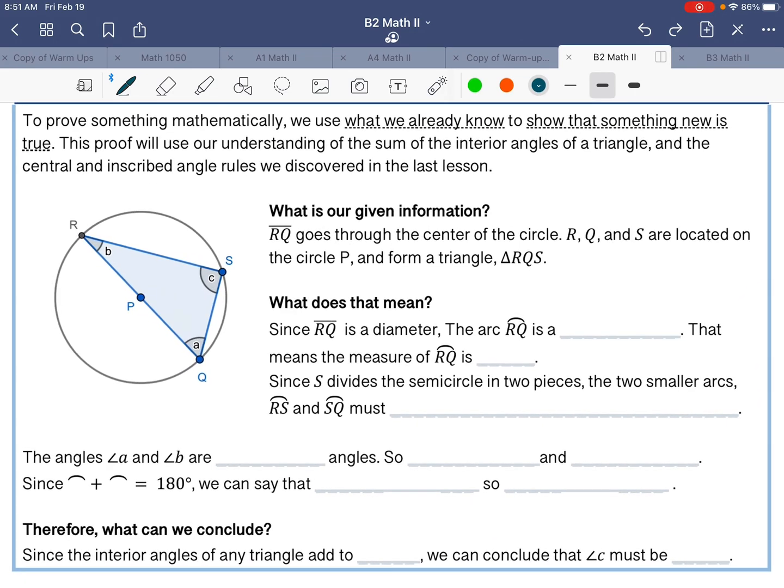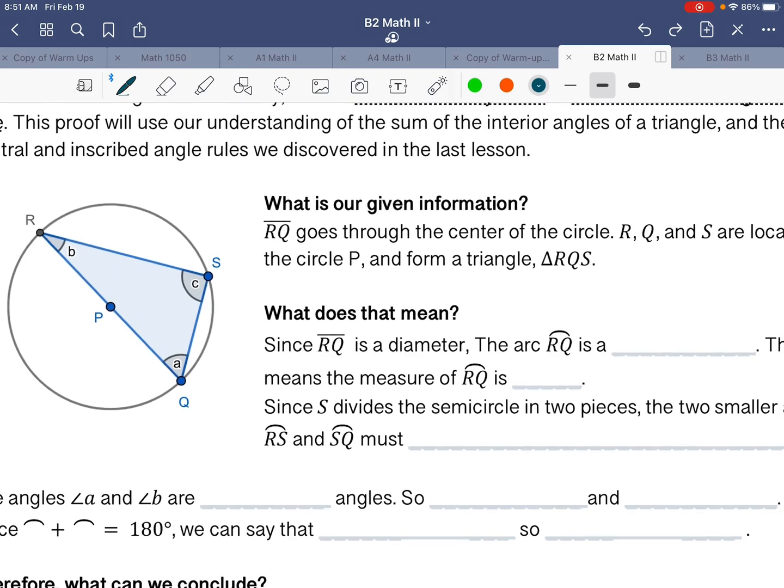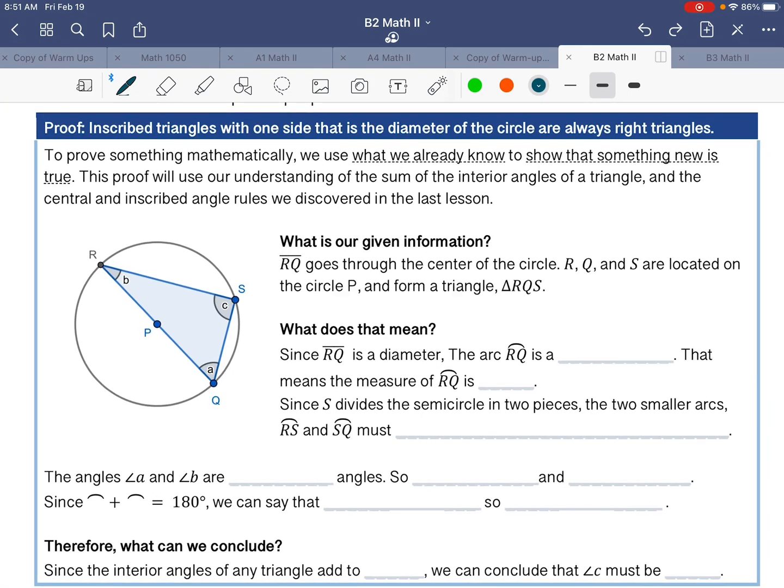Different than what facts are we using to prove. This is the stuff that I just mentioned over here. RQ goes through the center of the circle. RQ and S are located on the circle P and form a triangle RQS. So RQ is a diameter that goes through the center of the circle.